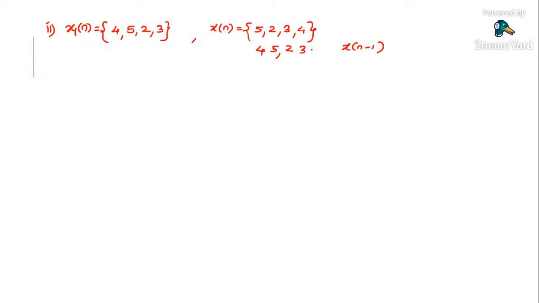It is circularly shifted, hence it is not going away from this. Whatever number you are getting at the end will be placed at the first location, so that we get 4, 5, 2, 3. Check whether it is 4, 5, 2, 3. Yes, so the relation is that x1 of n is equal to x of n minus 1. It means it is shifted by 1, delayed by 1. So use the circular time shift property.